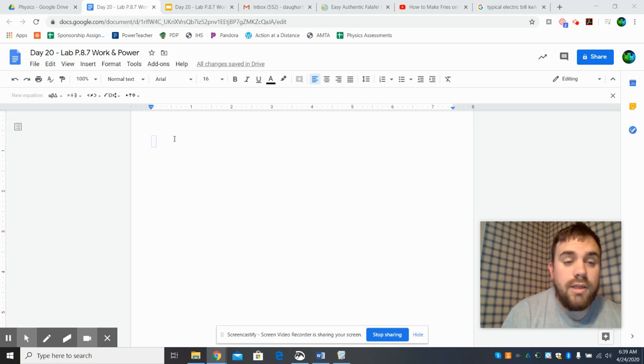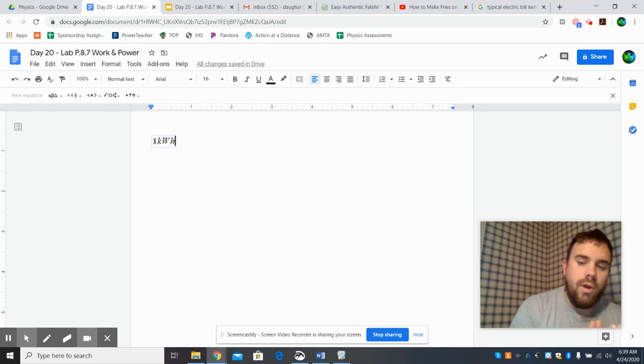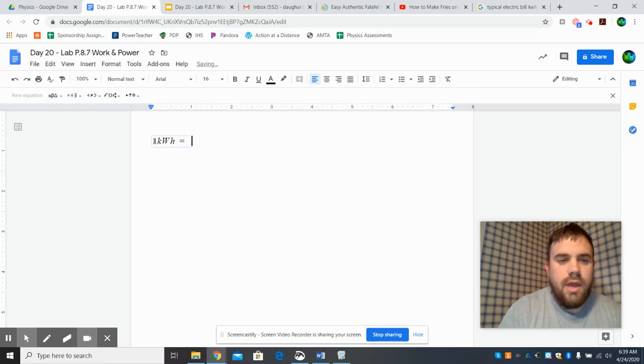So let's talk about what a kilowatt hour is and figure out the number of joules that are in 1 kilowatt hour. To do that, I'm just going to first start by typing kilowatt hour. What that means is literally you're multiplying a kilowatt times an hour. So that is the same thing as 1 kilowatt times 1 hour.